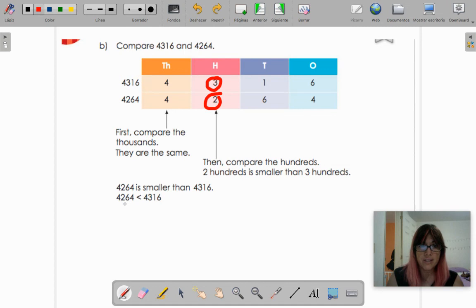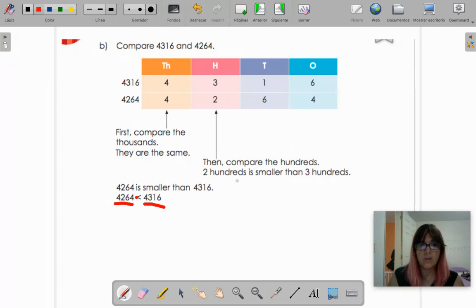Here they already did it for you. They have 4,264 is smaller. Remember, the little part goes to the small number. Smaller than 4,316. Okay?